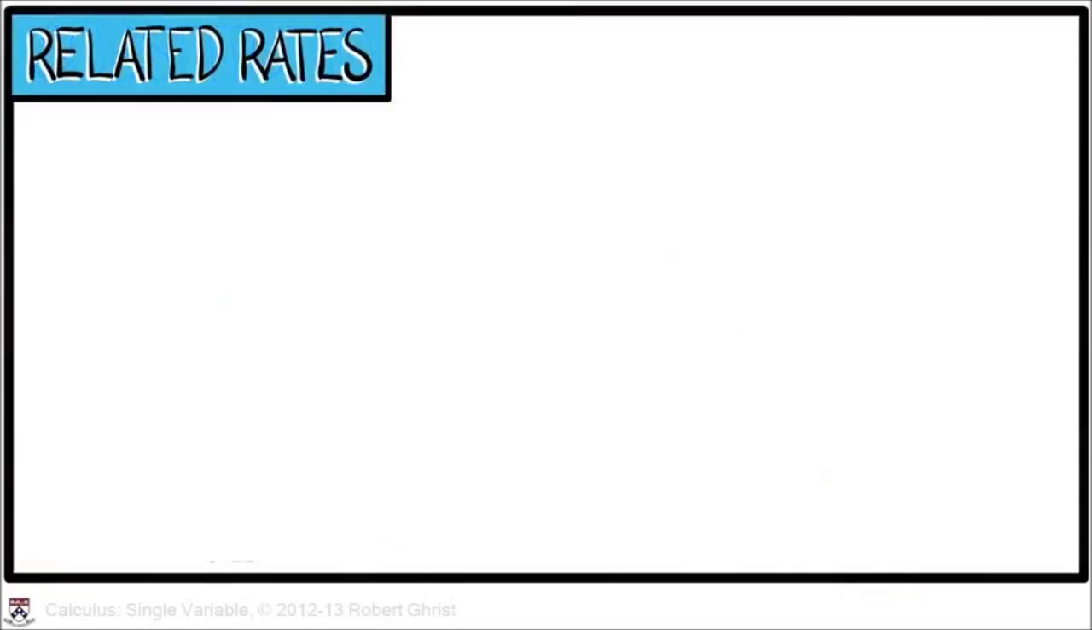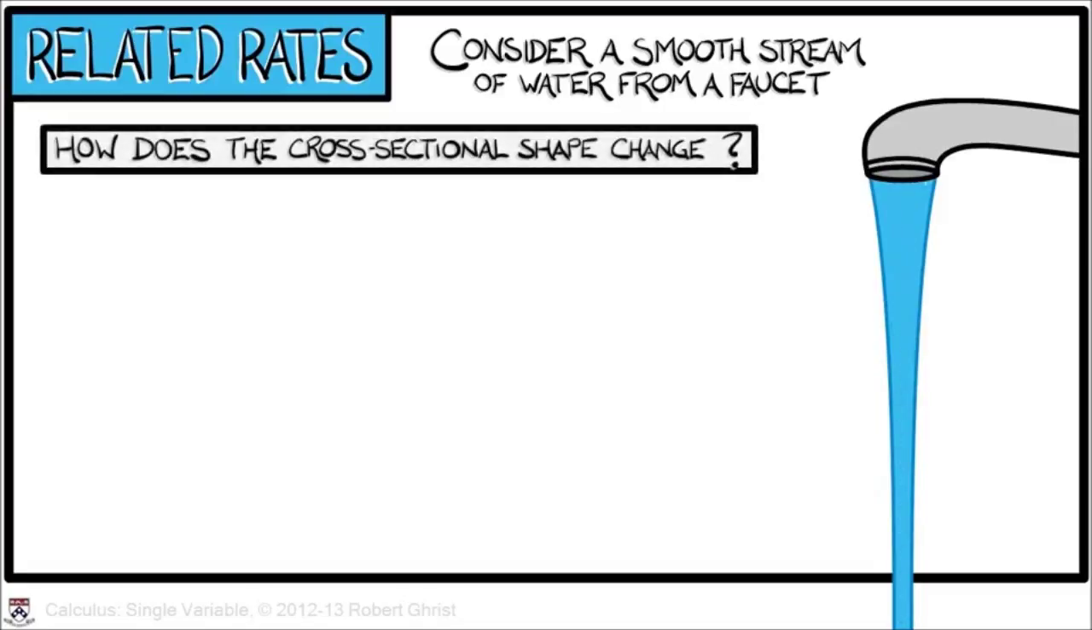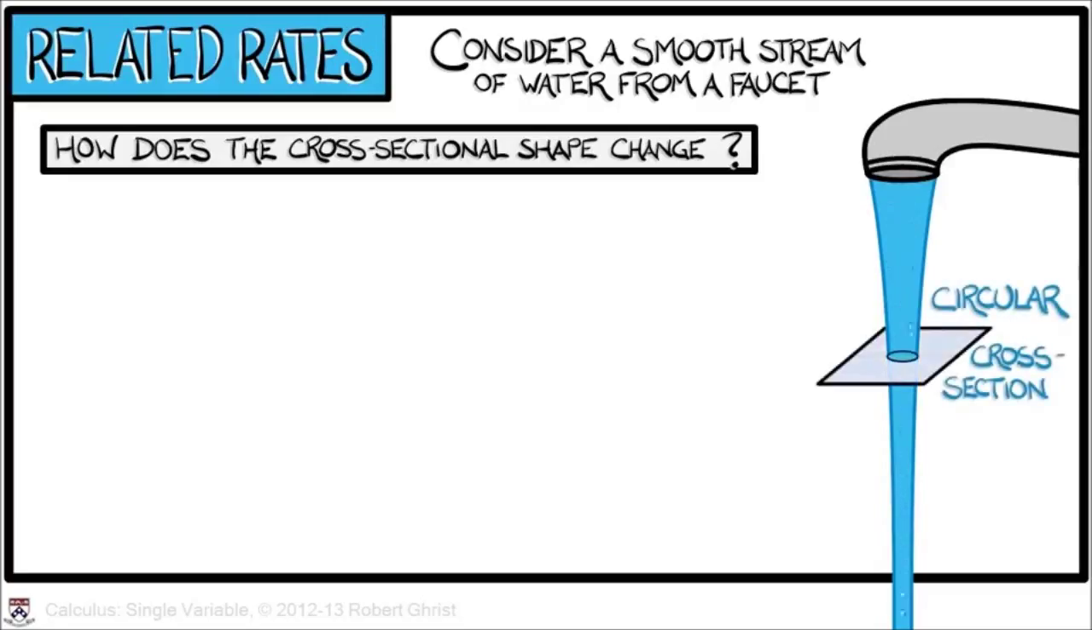Differentials often arise in related rates problems. Here's a fun one. Let's say that you have water flowing from a faucet in a smooth stream. What I'd like to know is, how does the cross-sectional shape change? It seems as though the stream gets thinner as you go. Let's assume that the cross-sectional shape is circular. We'll try to see what happens to the radius of that circle.